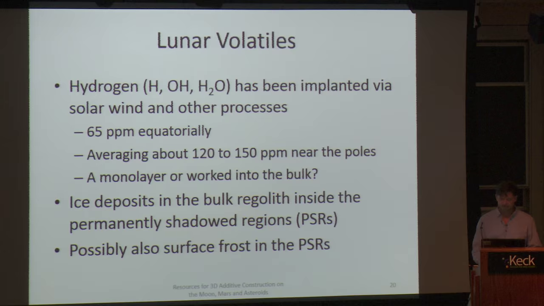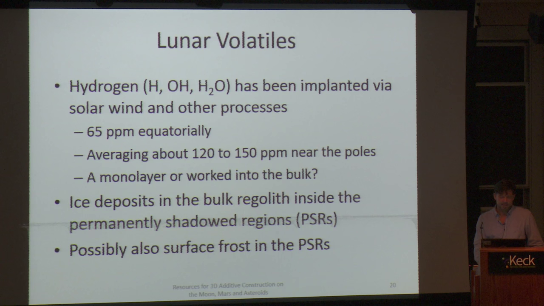My understanding is there was a recent paper that argues that it's actually a bulk resource in the soil throughout the moon. There are also ice deposits in the permanently shadowed regions of the moon, and perhaps also frost that's on the surface of the permanently shadowed regions.